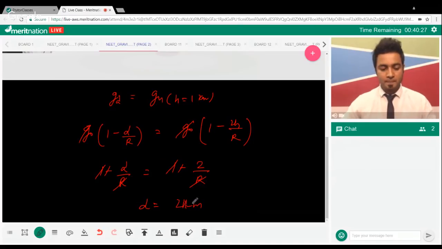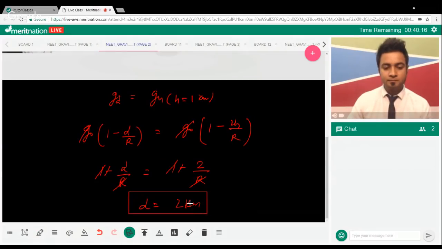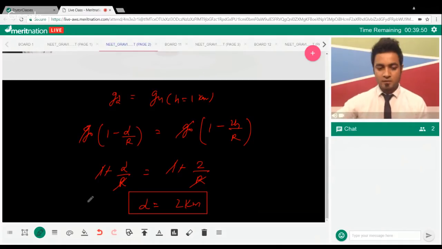Okay. So this is one of the basic questions. This is pretty simple, guys, right? Everybody is able to solve it, I guess. So this is the first solution here. I guess everybody must have understood this one, right?